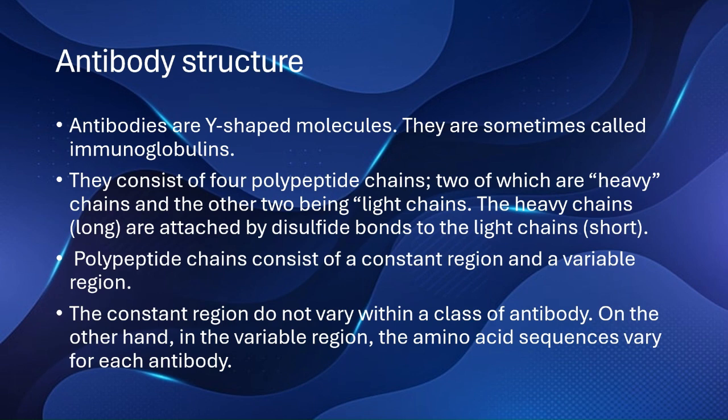Polypeptide chains consist of a constant region and a variable region. The constant regions do not vary within a class of antibody. They are the same within a class of antibody. On the other hand, in the variable region, the amino acid sequences vary for each antibody, which means it's unique for each one.